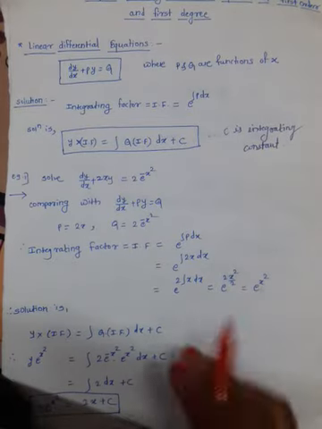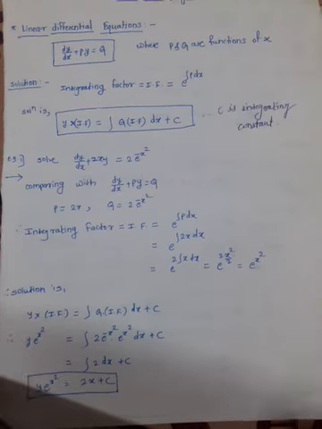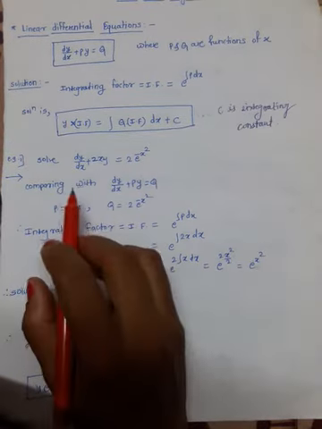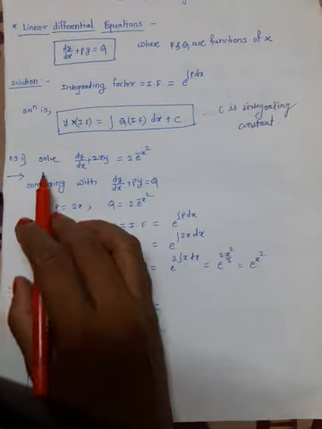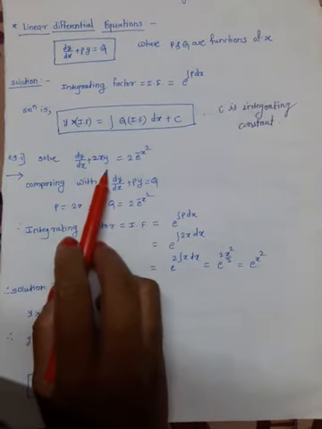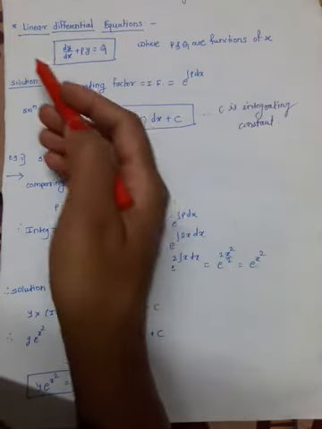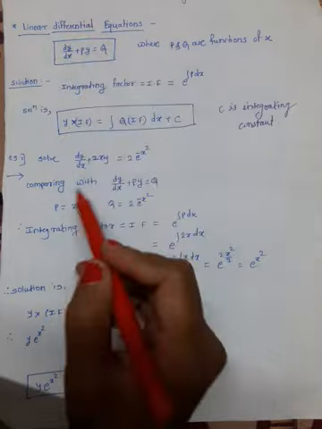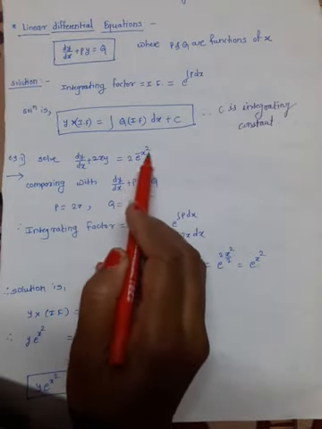Now let us start with the examples. After solving examples, you will easily understand. The question is: solve the given differential equation. It means we have to find the value of y by using different methods. First, we are going to see a linear differential equation: dy by dx plus 2xy is equal to 2 e raised to minus x square.